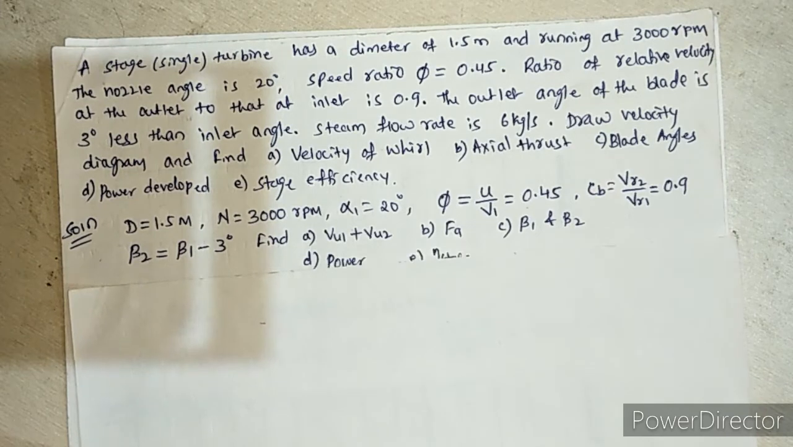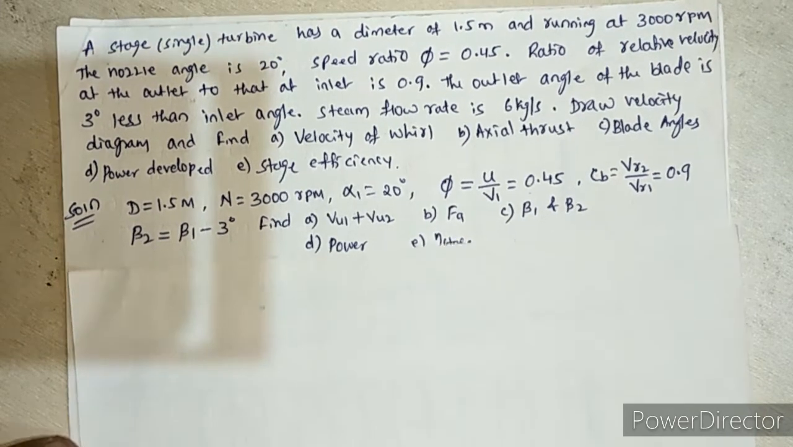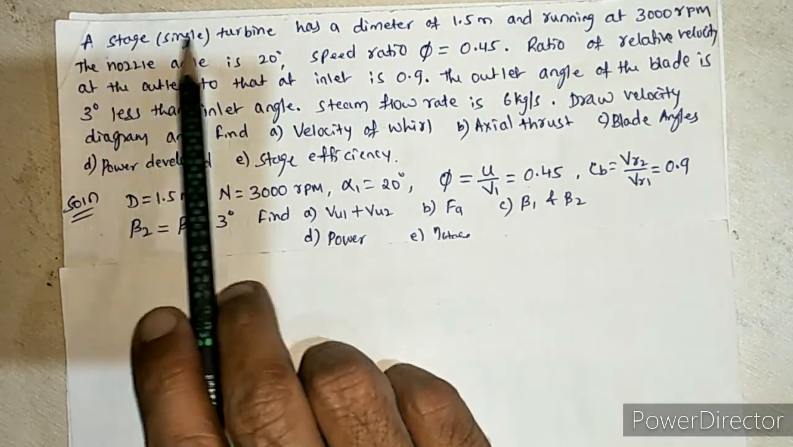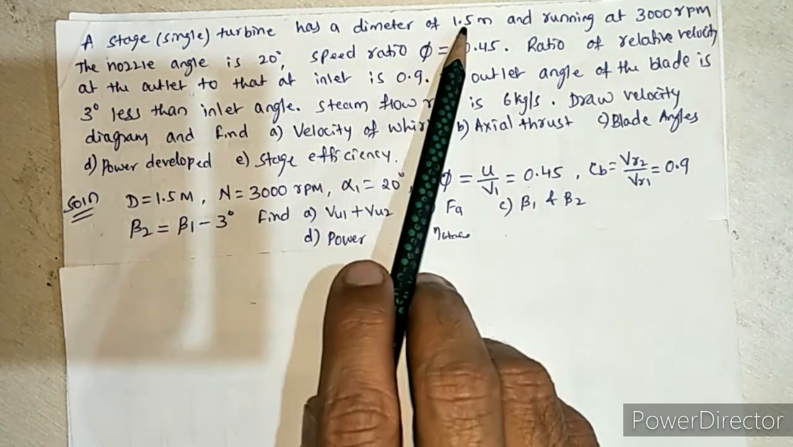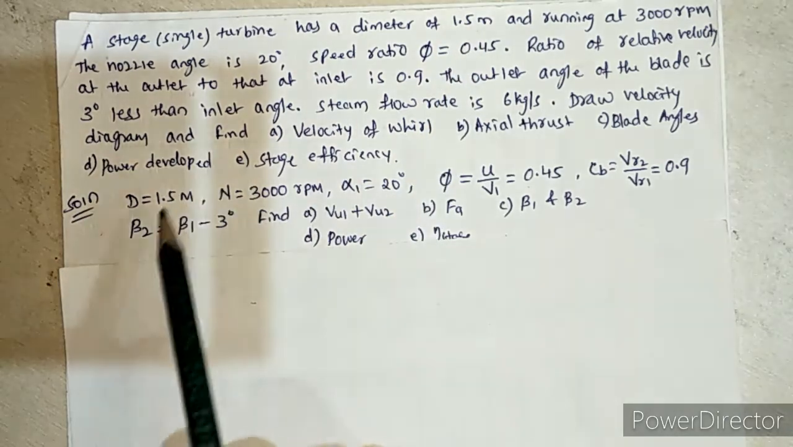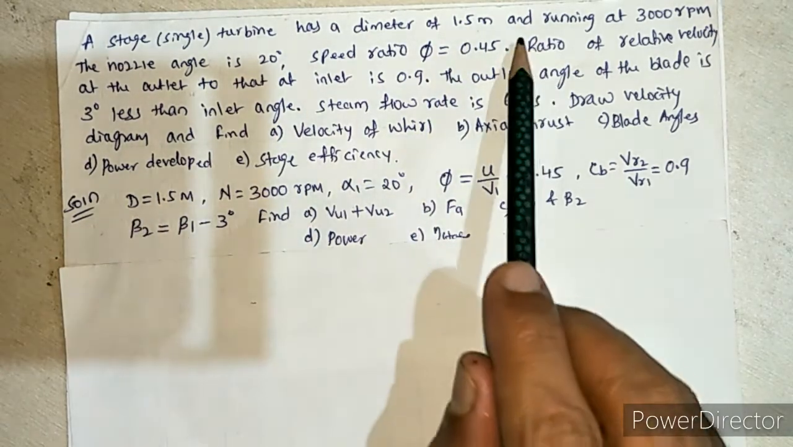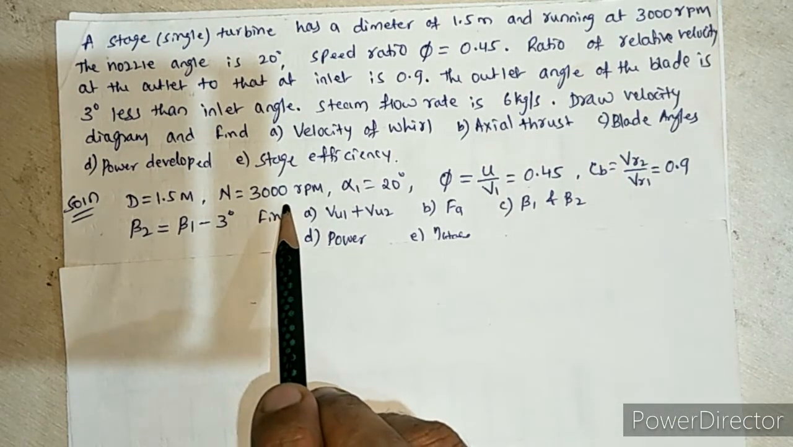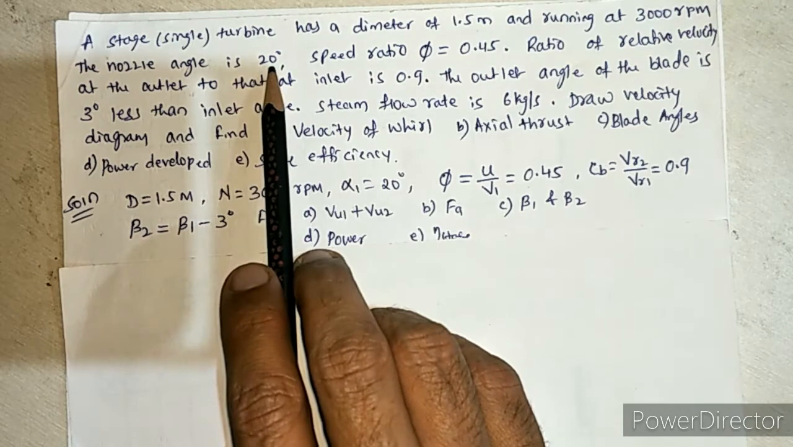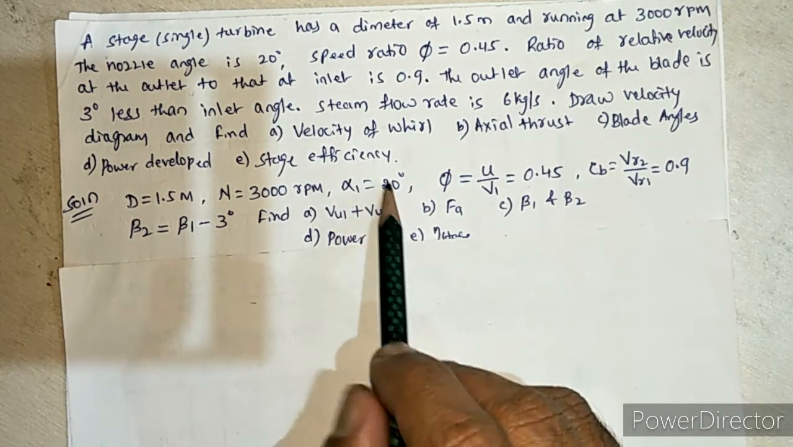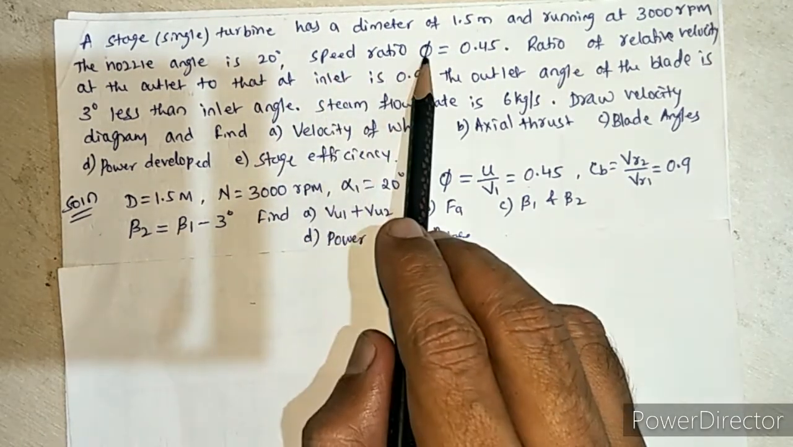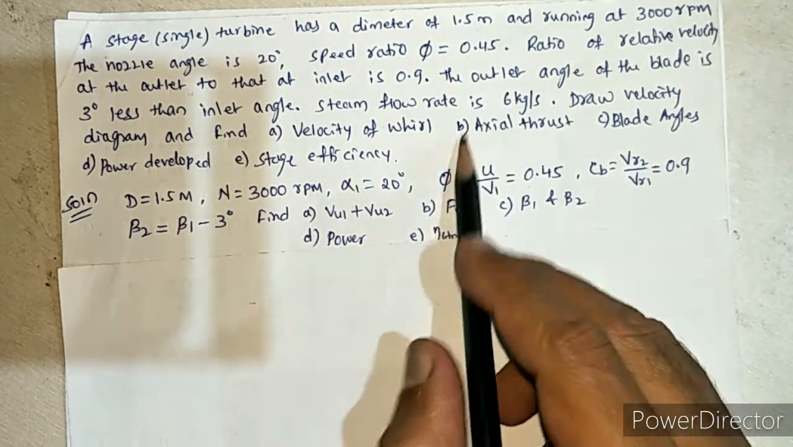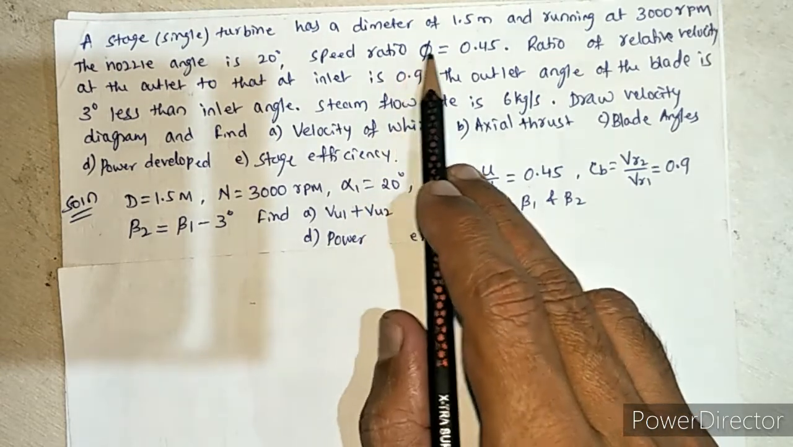I extracted the given data here, as you can see. So it is a single stage turbine and it has a diameter of 1.5 meters, and running at 3000 rpm. So n is 3000 rpm. Nozzle angle is 20 degree, so alpha 1 is equal to 20 degree, and speed ratio pi is equal to 0.45.